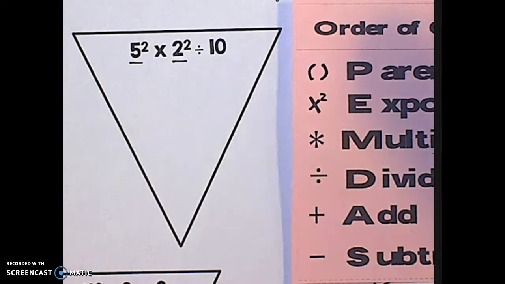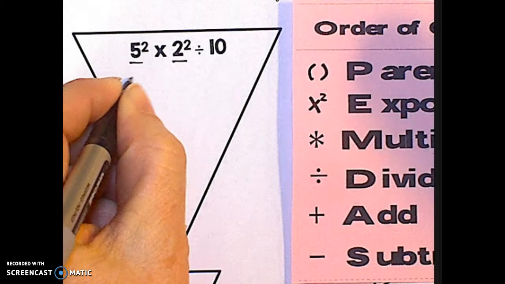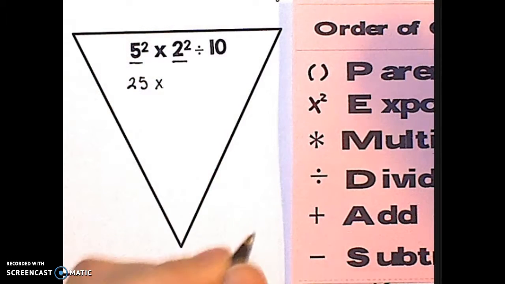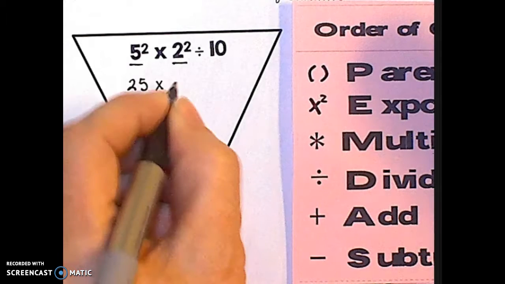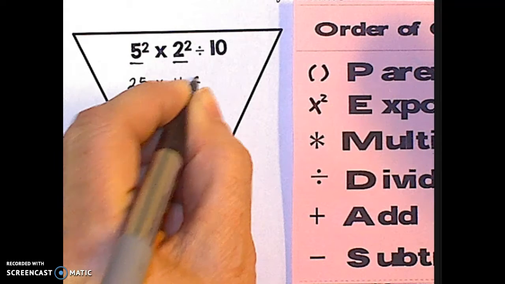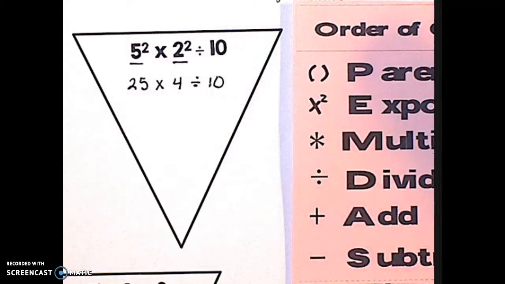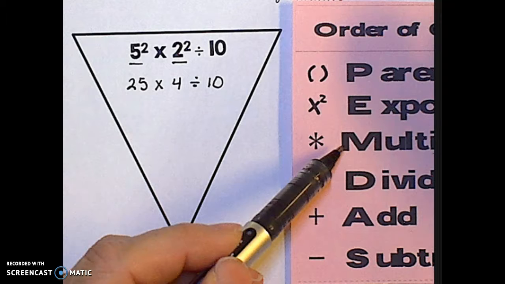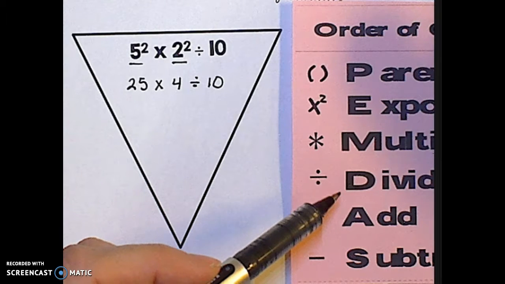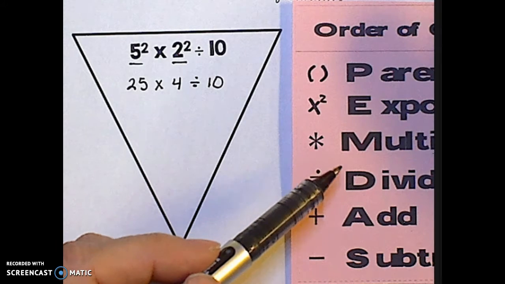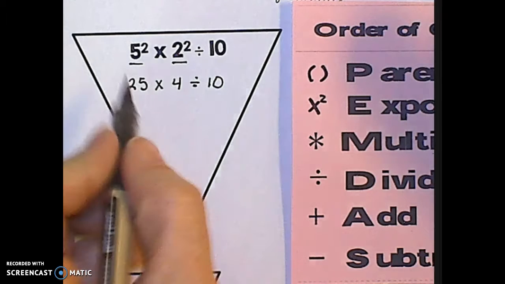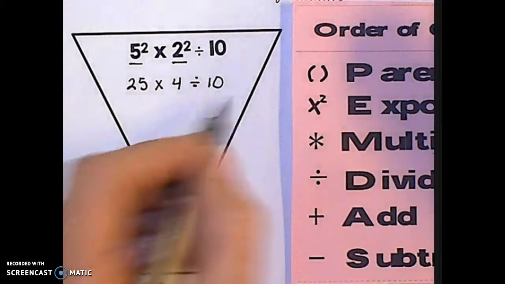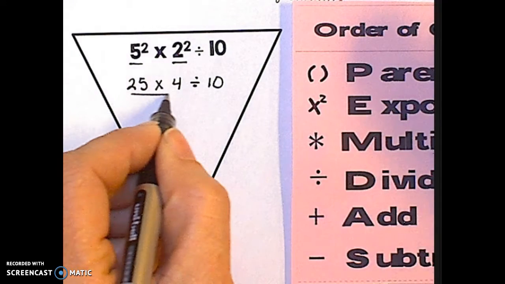So 5 squared, 5 times 5 is 25. Put our symbol. 2 squared, 2 times 2 is 4. And now divided by 10. Okay. After parentheses and exponents, we have multiply and divide. That doesn't always mean you multiply first, but in this problem we do because we multiply and divide from left to right. So my next step is right here.